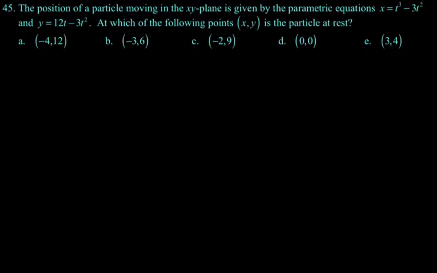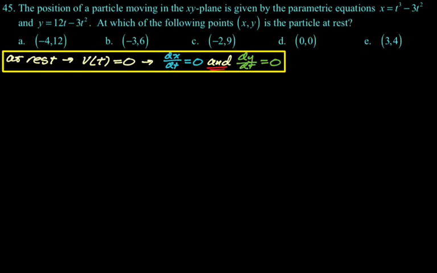Position of a particle moving in the xy plane is given by the parametric equations t cubed minus 3t squared and 12t minus 3t squared. At which of the following points xy is the particle at rest? All right, what does it mean to be at rest? We've encountered this before in these videos. It means that the velocity vector is 0, which in the case of vectors means dx/dt and dy/dt are 0. You have to consider both because there might be places where dx/dt is 0 but dy/dt isn't, or dy/dt is 0 but dx/dt isn't. Got to think about everything.